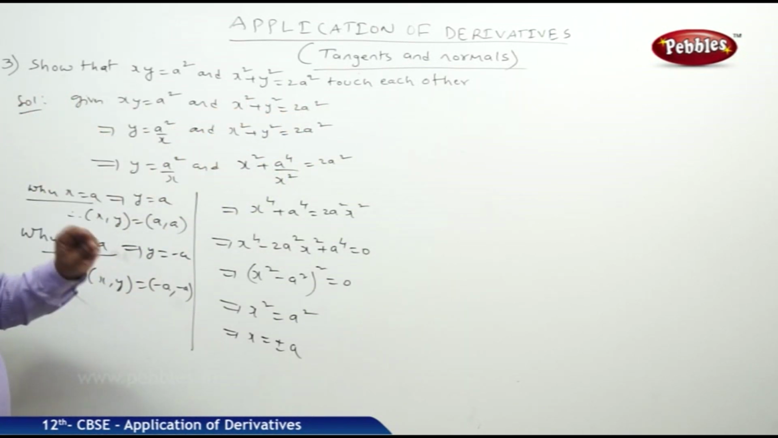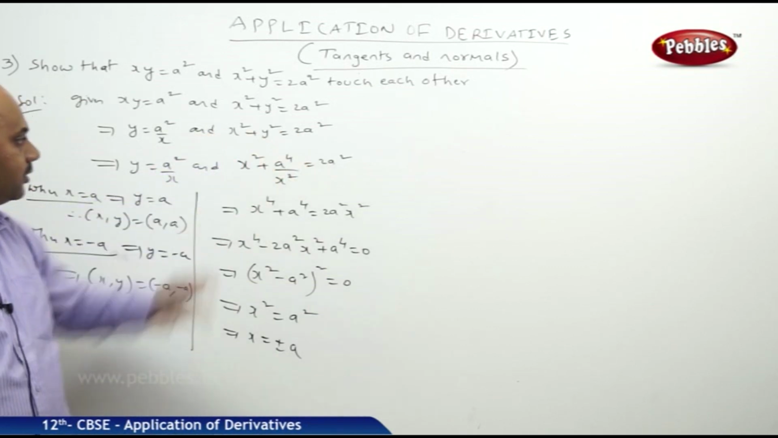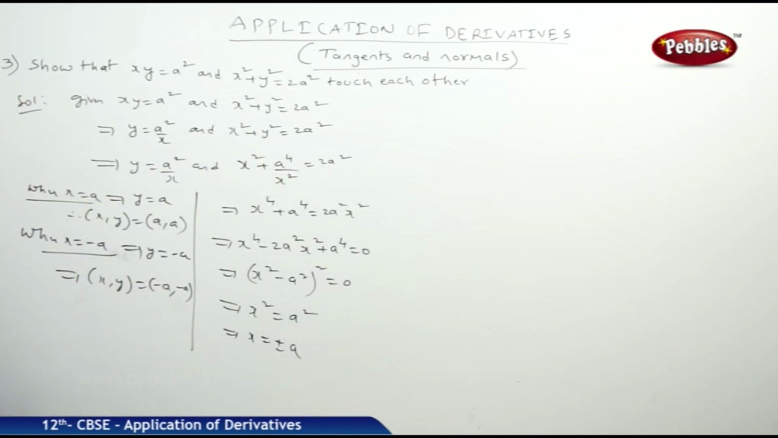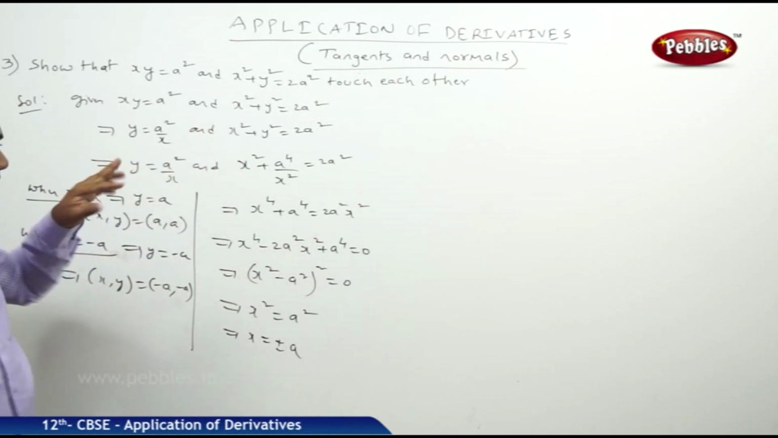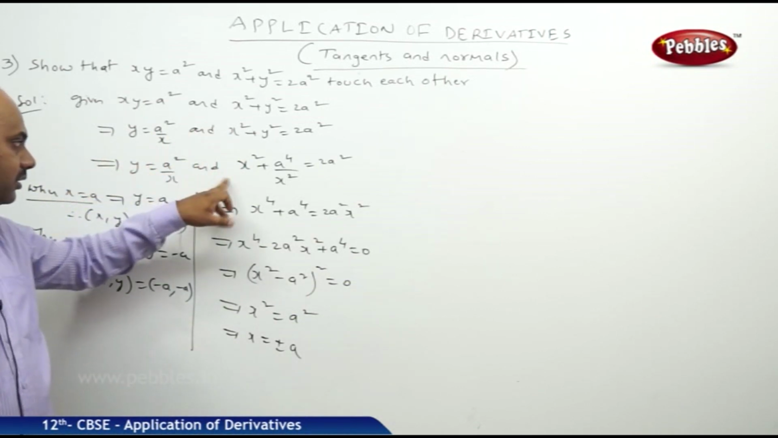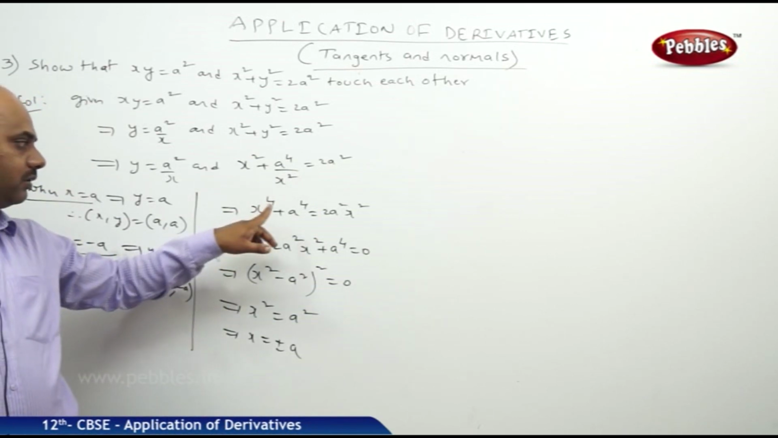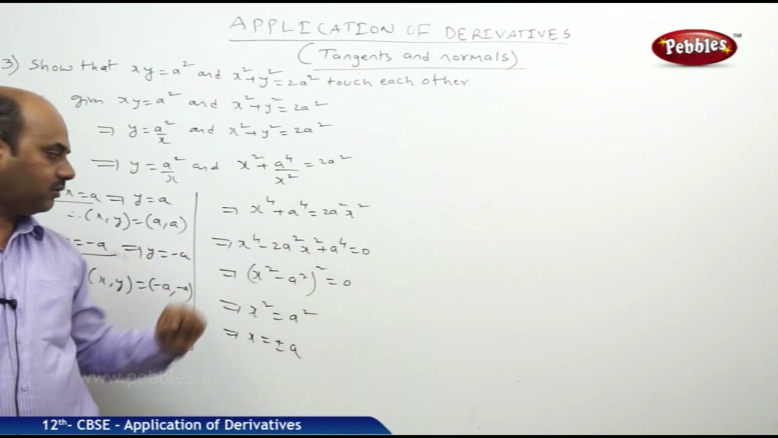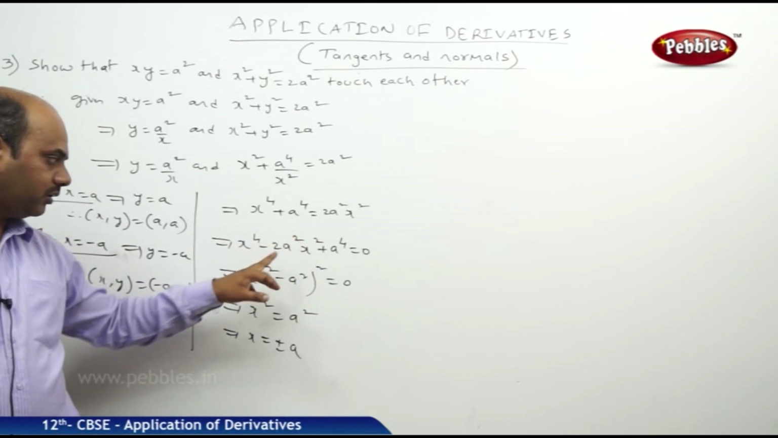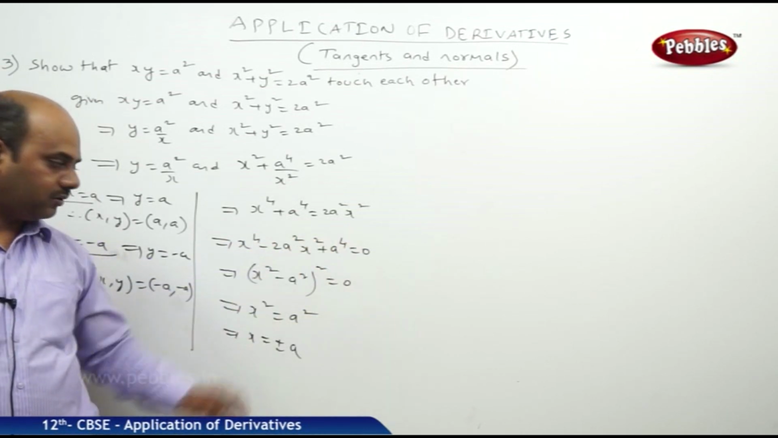y is equal to a square by x, and x square plus y square is equal to 2a square. In place of y I substituted a square by x. So y is equal to a square by x, and x square plus a power 4 by x square is equal to 2a square. So x power 4 plus a power 4 is equal to 2a square x square. X power 4 minus 2a square x square plus a power 4 equal to 0.